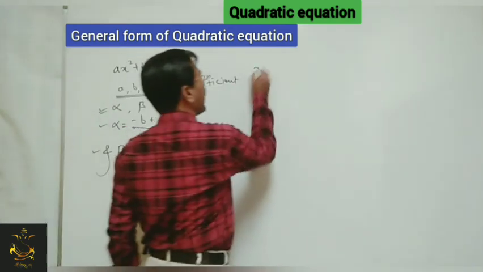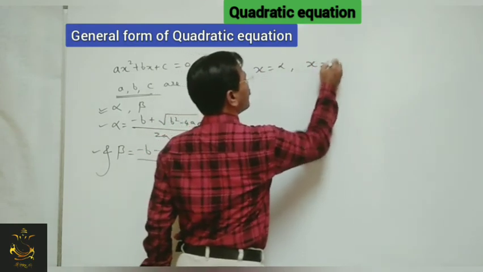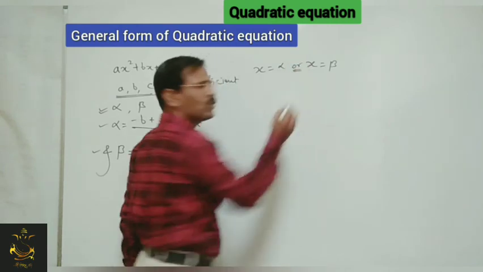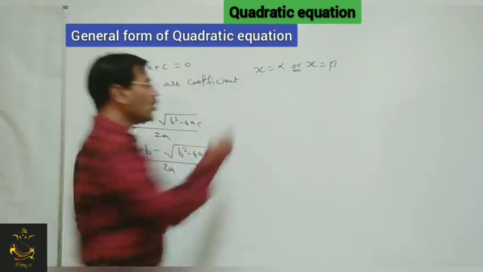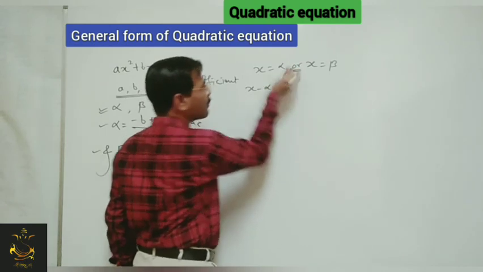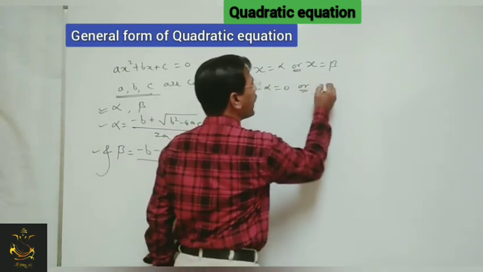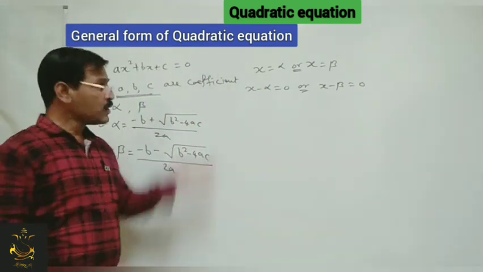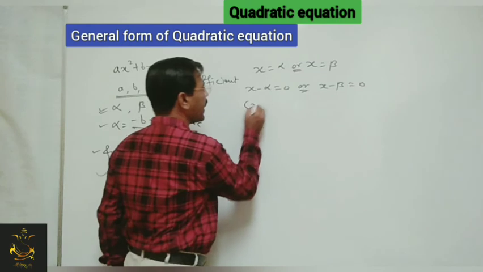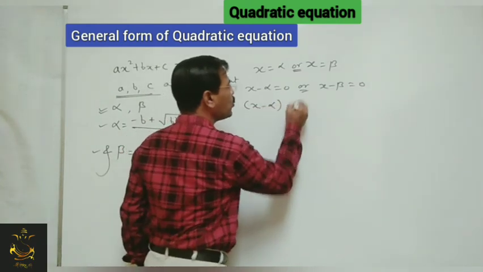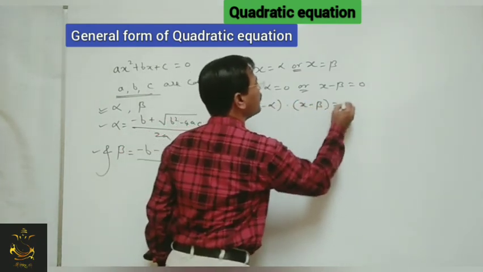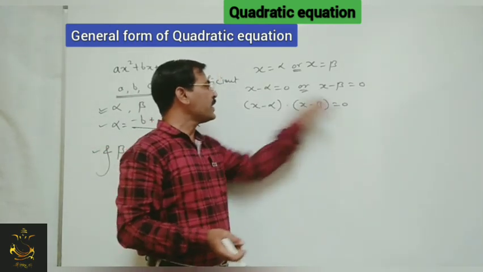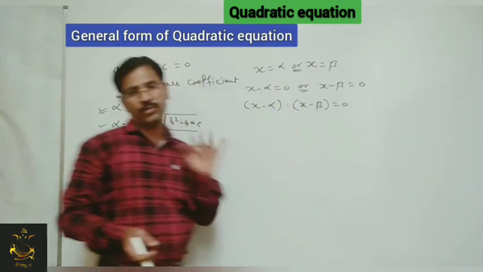Means x equal to alpha and x equal to beta. These are the two roots. We can say here x minus alpha equal to 0 or x minus beta equal to 0. Is it okay? So because of that reason, we can take x minus alpha into x minus beta equal to 0. Whenever the product of these two brackets is 0, then either this may be 0 or that may be 0.